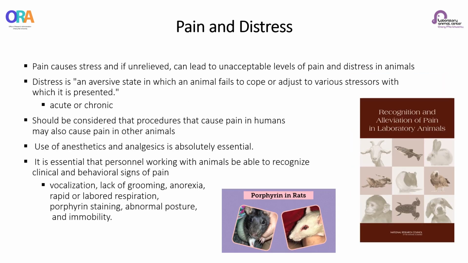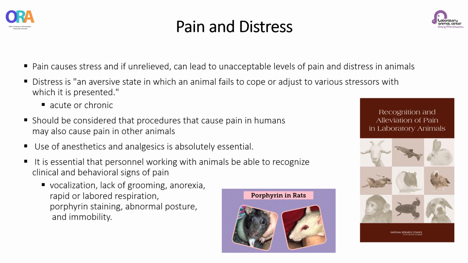The prevention or alleviation of pain is a vital component of laboratory animal care. Pain causes stress and, if unrelieved, can lead to unacceptable levels of pain and distress in animals. The proper use of anesthetics and analgesics is absolutely essential when working with animals used for research.